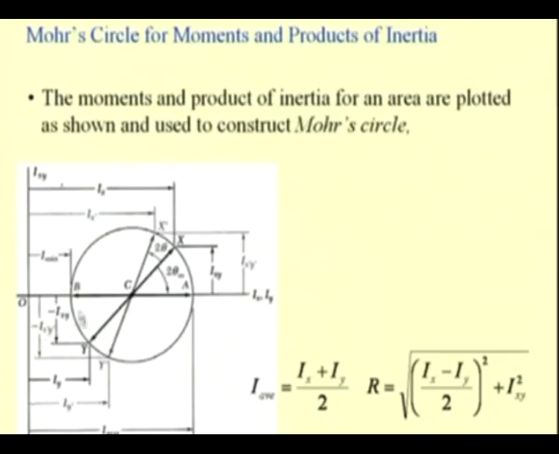And this circle can be constructed by first finding the average value, that is Ix plus Iy by 2 for a given frame, and then the radius of this circle is nothing but the square root of Ix minus Iy by 2 whole square plus Ixy square.